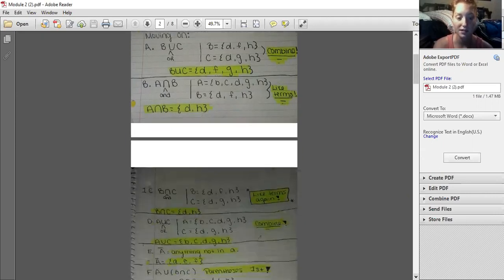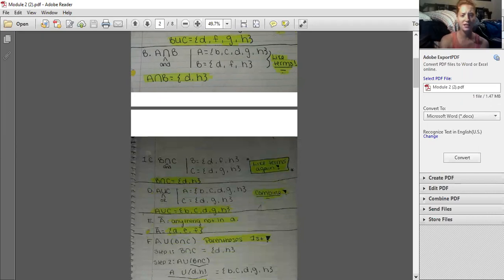Moving on to part C. Part C is also wanting you to find the intersection of 2 sets again. This time it wants you to find the intersection of B and C. So B is D, F, and H, and C is D, G, and H. Remember that when you're doing the intersection, you'll just pull out like terms again. So the like terms in this one are D and H.